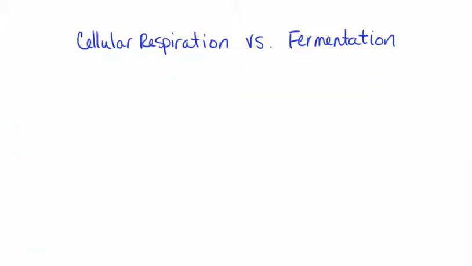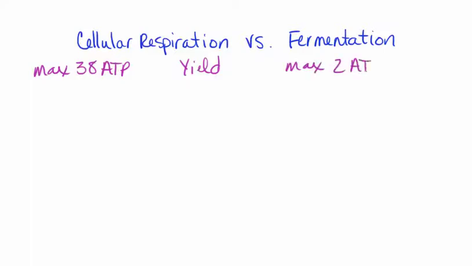So additional things, if we talk about the yield of cellular respiration versus fermentation, per glucose that we start with, cellular respiration yields a maximum of 38 ATPs. So that's quite a lot. And when you compare that to fermentation, fermentation is a maximum of 2 ATPs. So it's a lot less efficient when we're talking about fermentation. It's actually 19 times less. Okay, so much, much less.